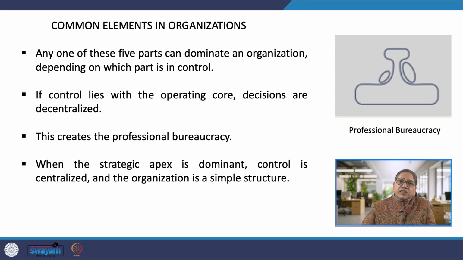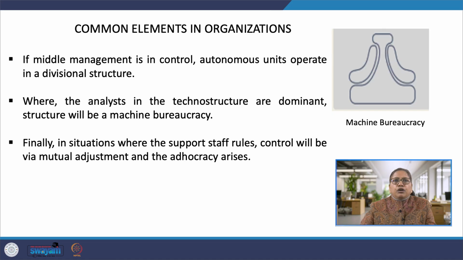When the strategic apex is dominant, control is centralized and the organization has a simple organizational structure. If middle management has control, you will find groups of essentially autonomous units operating in a divisional structure. Where the analysts in the technostructure are dominant, control will be through standardization and the resultant structure will be a machine bureaucracy. Finally, in situations where support staff rules, control will be via mutual adjustment and the adhocracy arises.